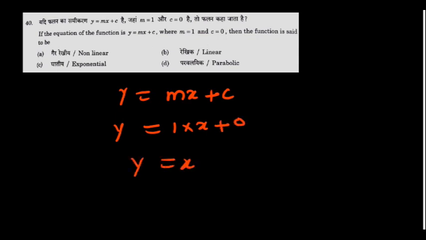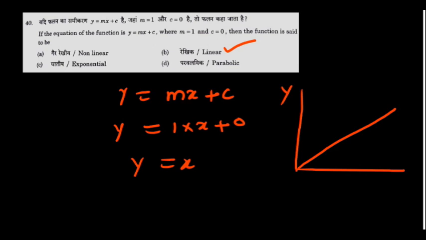Now here an equation of a straight line is given, y equal to mx plus c. m equal to 1 and c equal to 0. Then the function is said to be what? So m equal to 1, 1 multiplied by x, c equal to 0. Now y equal to what? x. If you plot it, it gives a line. If y equal to 0, x also 0. If x equal to 1, y also 1. So it is a straight line. So it's a linear function. So this is the answer.